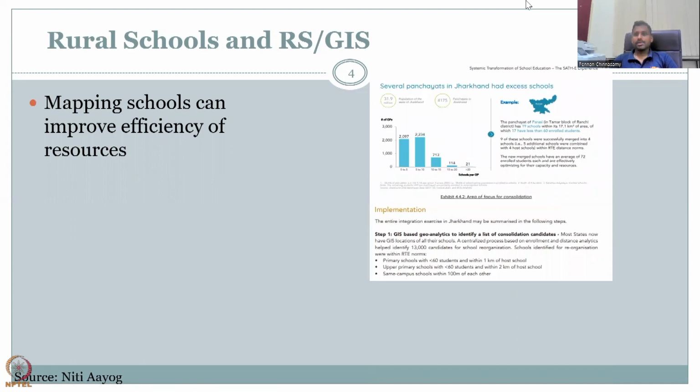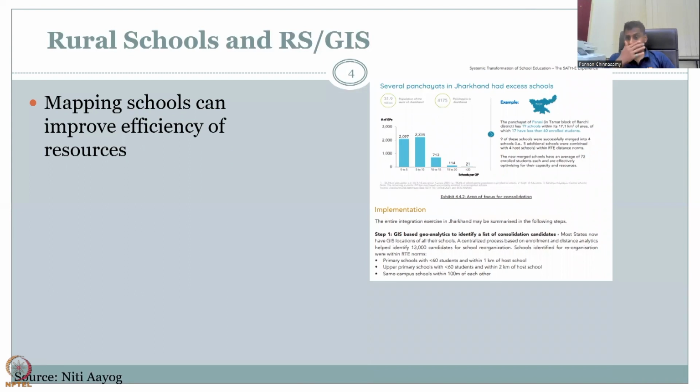Let's take an example from the Jharkhand state. This report by the government says that several panchayats in Jharkhand had too many schools than needed.